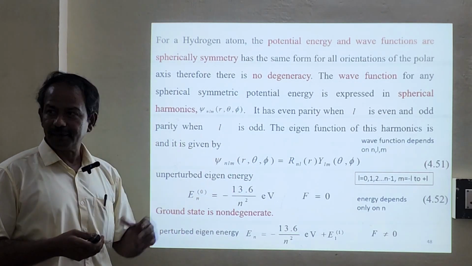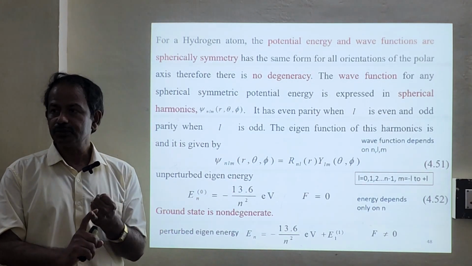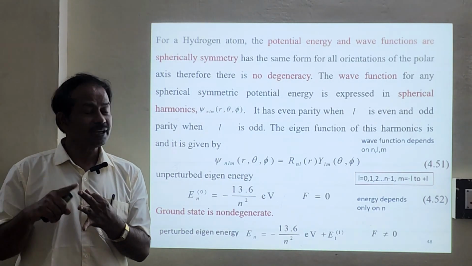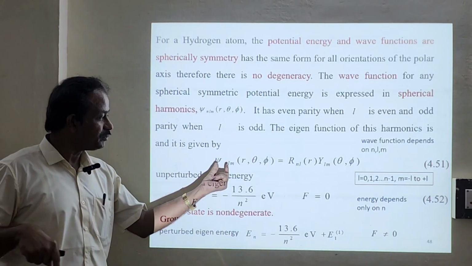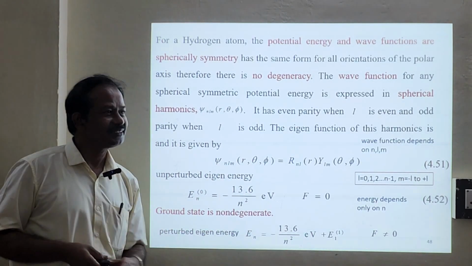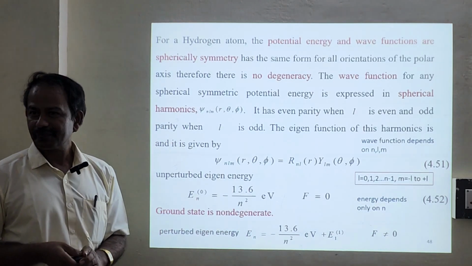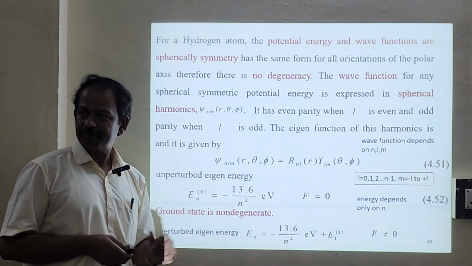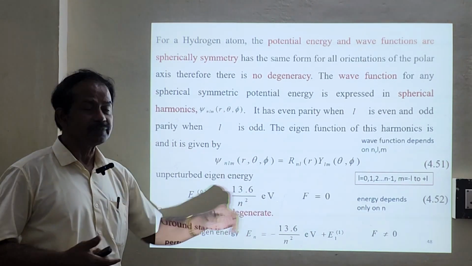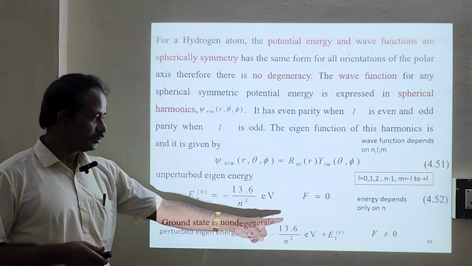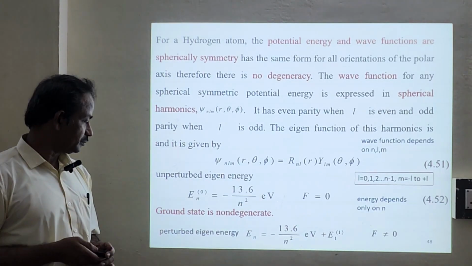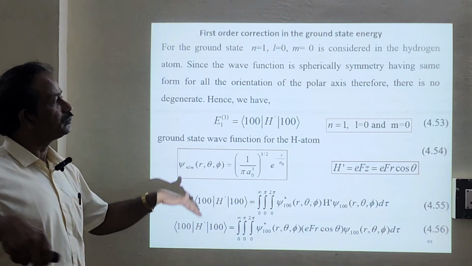Different combinations of n, l, m. When n equals 2, l equals 0 or 1, and m will have values minus 1, 0, 1. We can have different possibilities of n, l, m, different combinations. What is the energy? The energy is the same. So that's why we will always add some correction to that energy. This is for the unperturbed energy, and this is for the perturbed energy. We'll look into it in detail.